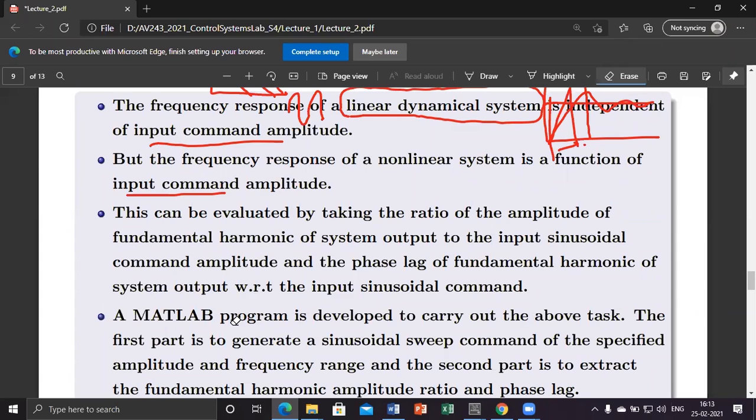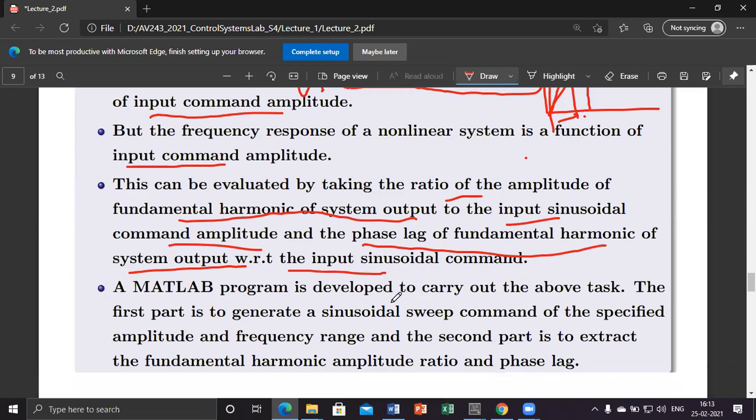The simplest direct extension of the normal frequency response concept is to take only the fundamental harmonic of the output and compare it with the input. Take the amplitude ratio of the fundamental harmonic. That's what I have written here. We take the frequency response as the ratio of the amplitude of the fundamental harmonic of the system output to the input sinusoidal command amplitude, and also the phase lag of the fundamental harmonic of the system output with respect to the input sinusoidal command.